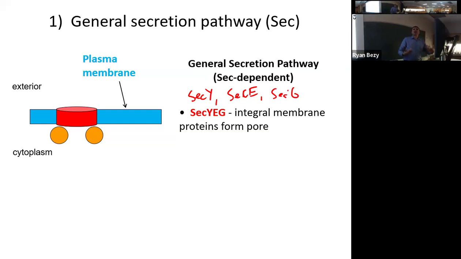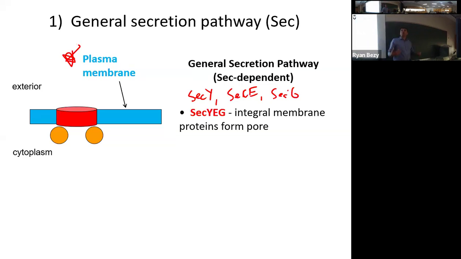But it's a controlled gate. It's a controlled pore. It's not an open one. It only lets certain things through. By the way, it's always in the plasma membrane. So these sec proteins are always localized to the plasma membrane. Okay.